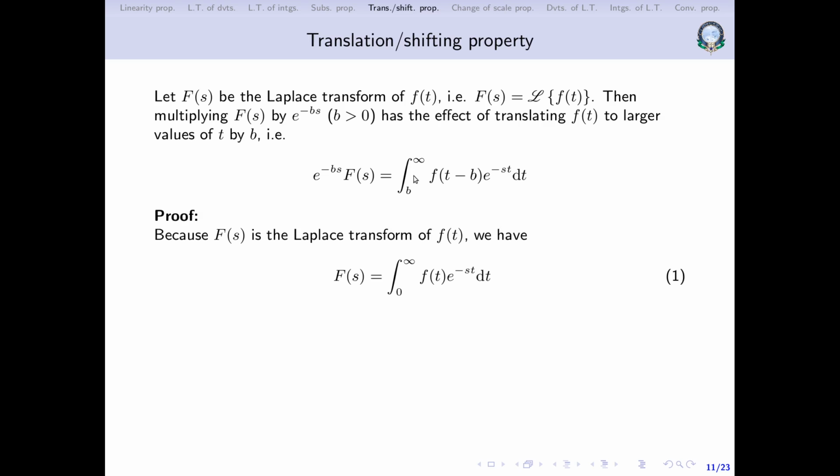It can be easily proved, because F of s is the Laplace transform of f of t. We'll again go back to the original definition. Capital F of s is equal to the integration from 0 to infinity of f of t e to the power minus st dt.